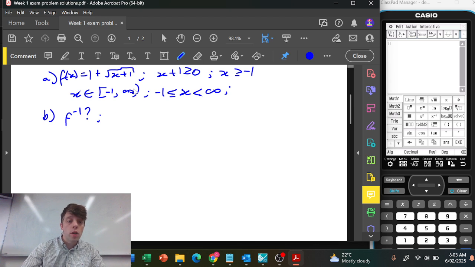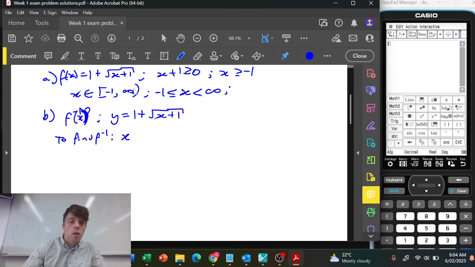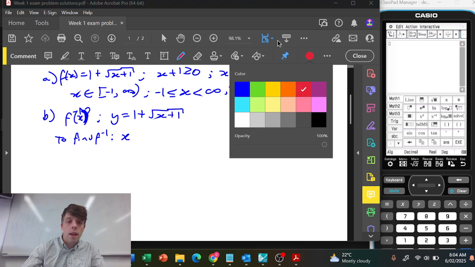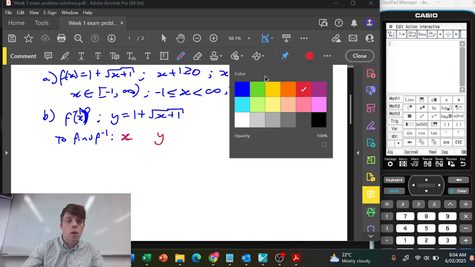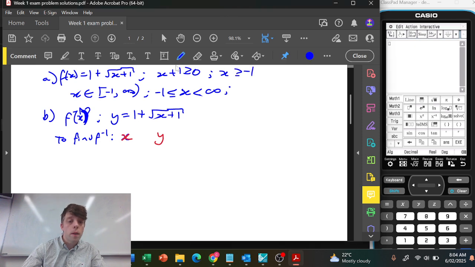So here's our original equation, y = 1 + √(x + 1). So to find f^-1, there was f(x), we're going to just swap these two values. So I'm going to take what was the x value, and I'm going to write it out the front here. And I'm going to take what was the y value, and I'm going to put it underneath the square root sign. So I'm just swapping the two values.